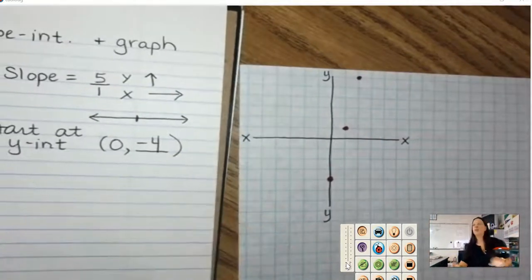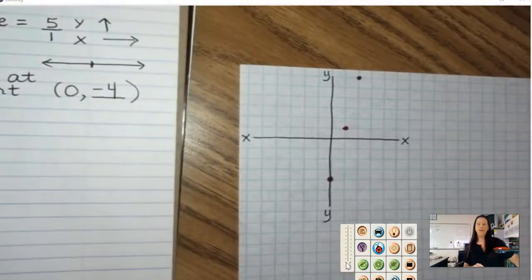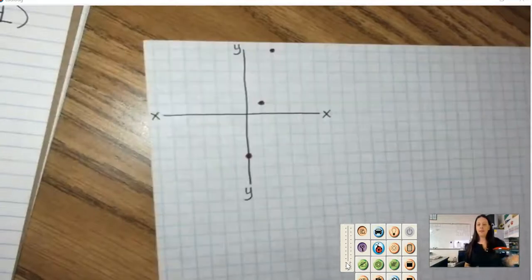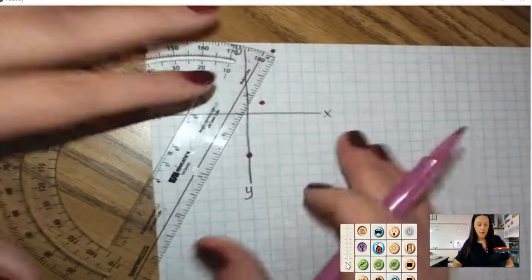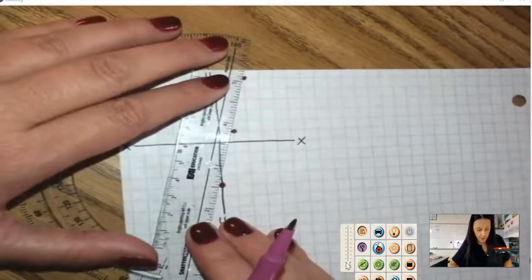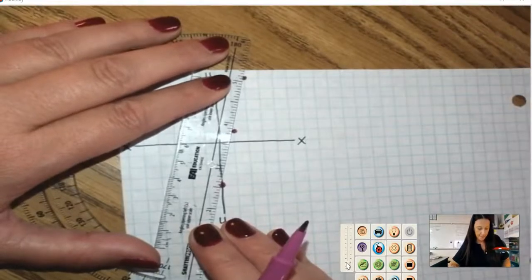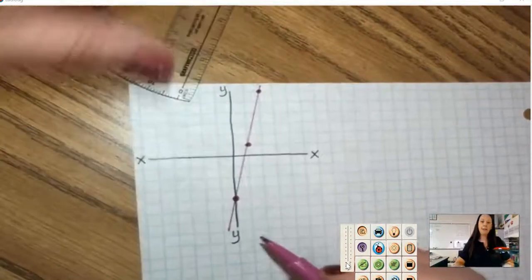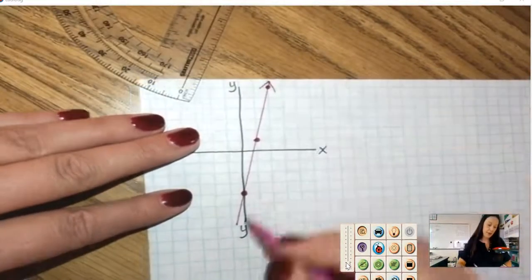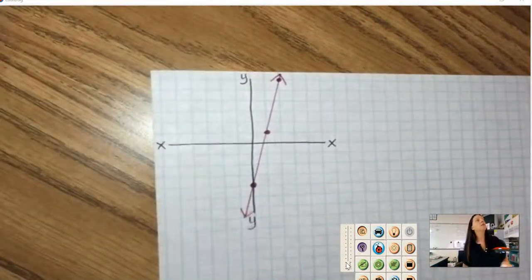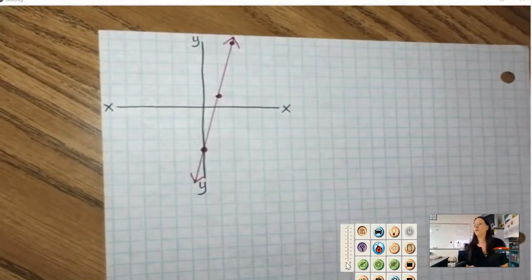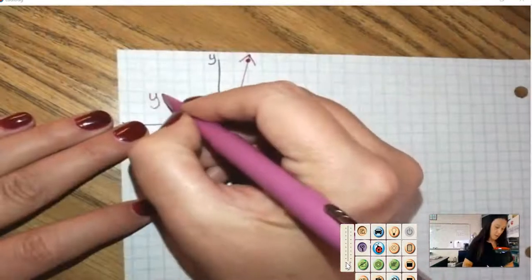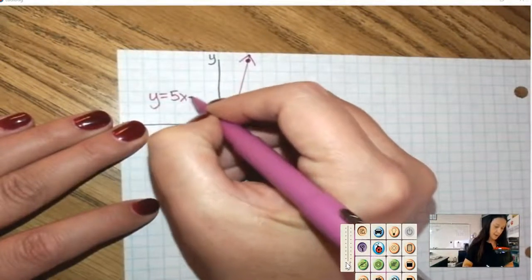These are linear, so you should be seeing a straight line. If not, you're doing something wrong. I do prefer you to have 3 points at least, if there's space for them, and then grab a straight edge. If you have your student ID, that works out perfectly. Your line should be nice and long. It should be taking up your entire graph, and it does have to have arrows because the line goes on forever. And then that is the graph for y equals 5x minus 4.